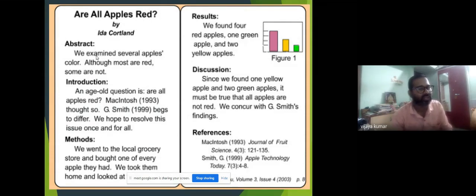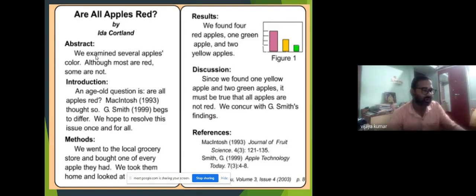Now, if you look at the first part, we examine apples of several colors. Almost, most are red, some are not. So this is a kind of abstract concept to start, where you are asking a pertinent question: are all apples red? And in the introduction, you ask this question, are all apples red? Macintosh 1993 thought so, but G. Smith begs to differ. We hope to resolve this issue.